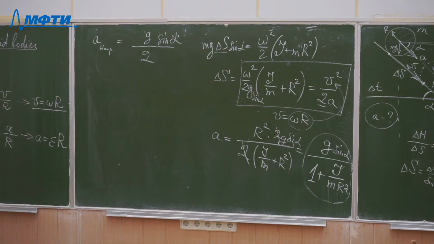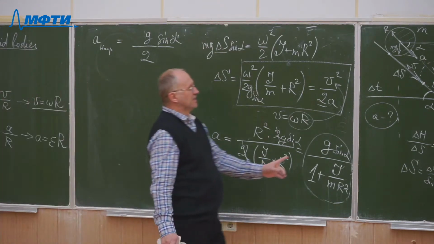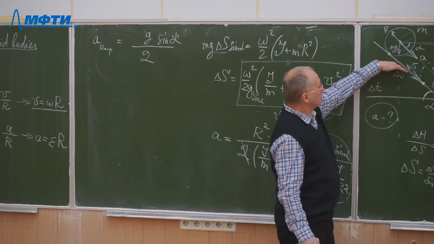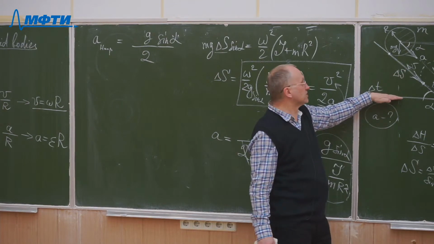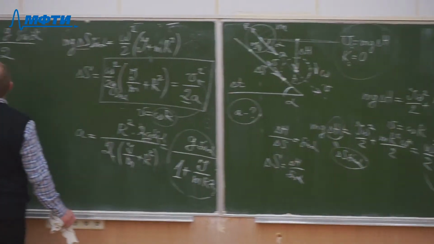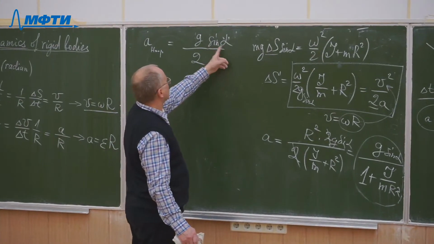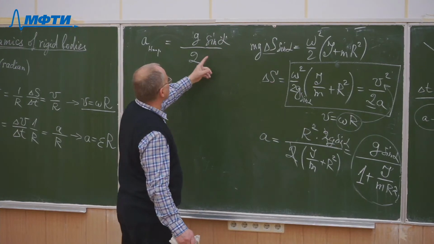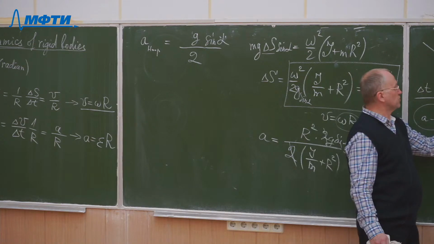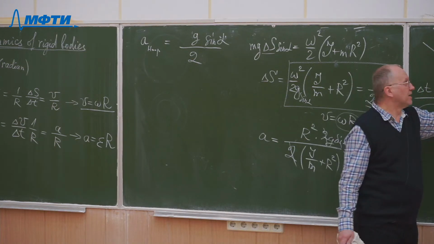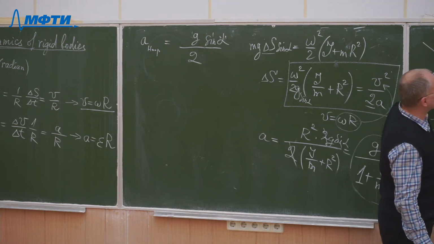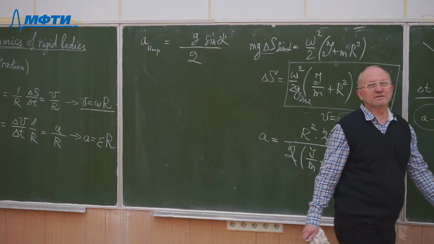Sure. So that when alpha tends to 0, and the slope tends to be a horizontal surface, then the acceleration must be 0. And this formula will give you exactly that. If alpha tends to 0, sine alpha is 0, and acceleration will be 0. But if alpha tends to 90 degrees, and the hoop falls down without slipping, so it falls down and at the same time it's rolling.